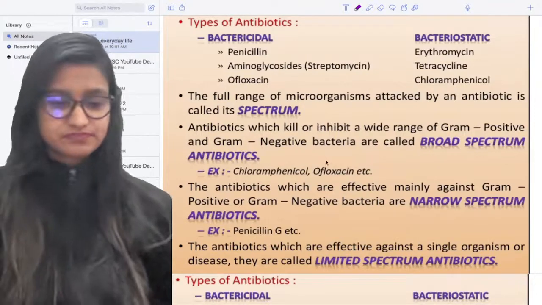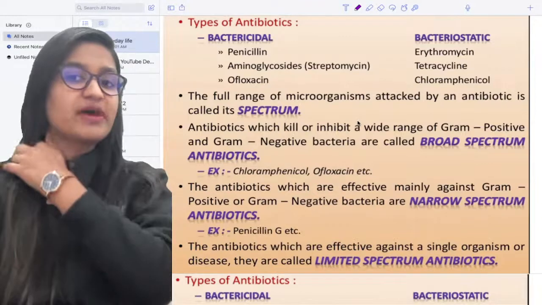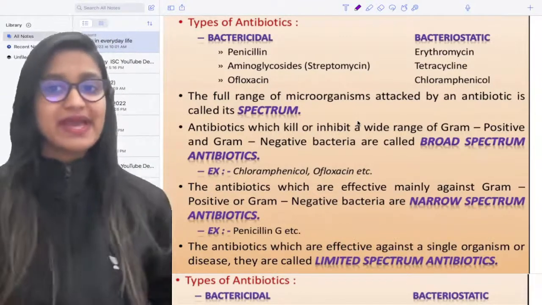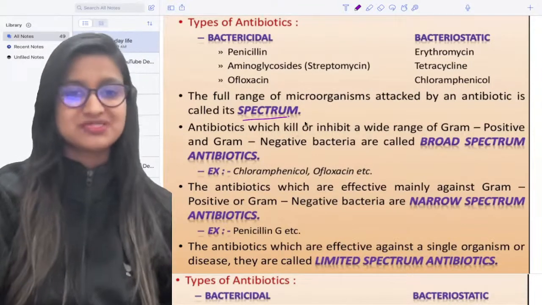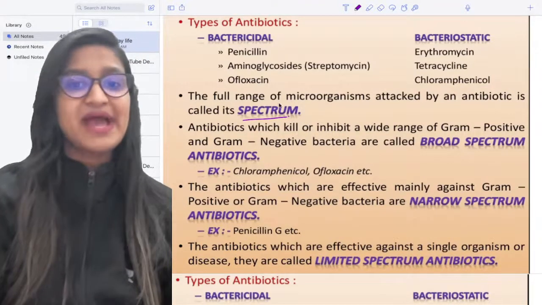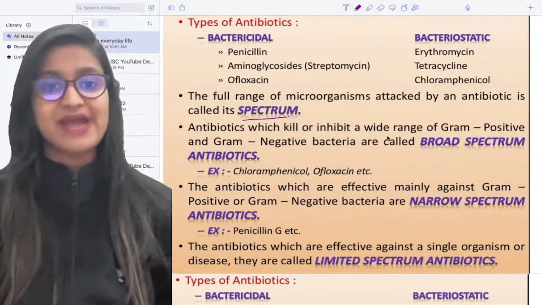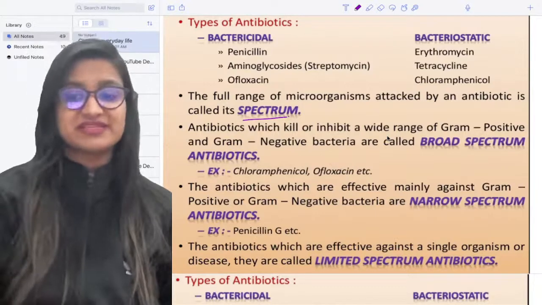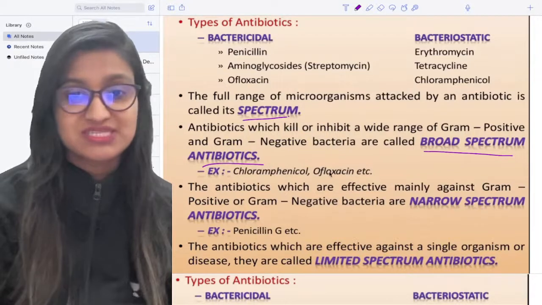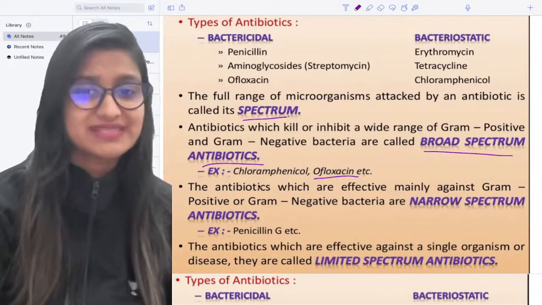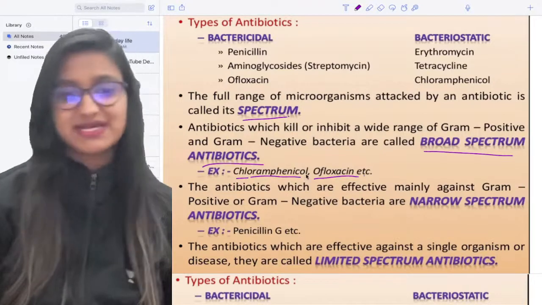ठीक है? So you can see that the full range of microorganisms attacked by an antibiotic is called as spectrum. उसको आप क्या बोलते हो बच्चे? स्पेक्ट्रम बोलते हो. And the antibiotics which kill or inhibit a wide range of gram-positive, gram-negative bacteria, they are called as broad-spectrum antibiotics. Examples you can see ofloxacin and chloramphenicol. ठीक है? These are the examples.